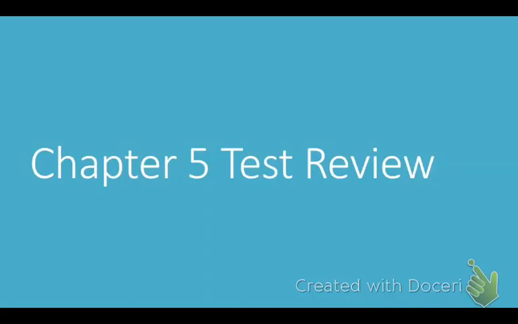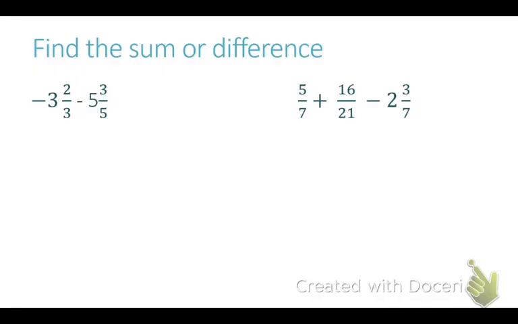All right, today we are reviewing for the Chapter 5 test. This will be sections 5.1 through 5.7. Your first section on your test is finding the sum or difference of fractions. These are numbers only, all right? We need to make sure we have an LCD and convert mixed numbers to improper fractions. We need to follow those steps.